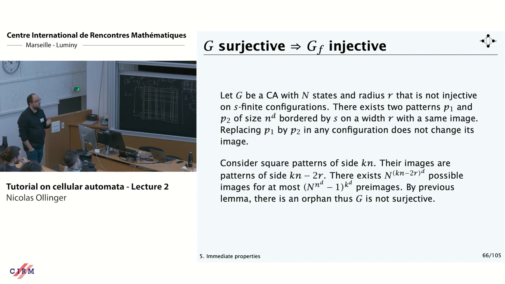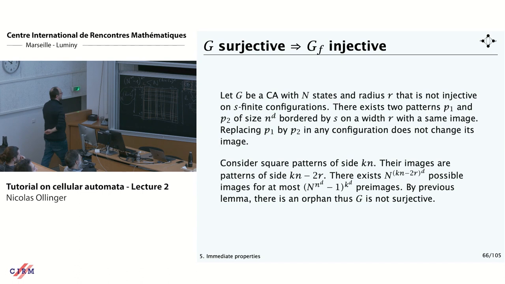Now, you take these big pictures. You consider all the fillings of this kn by kn square, and you count the number of fillings, the number of images, and you use the inequality on the top. So the image is kn minus 2r by kn minus 2r by kn minus 2r. This is the size of the image. It's filled by n possible states. So this is the number of images of my kn by kn pattern.